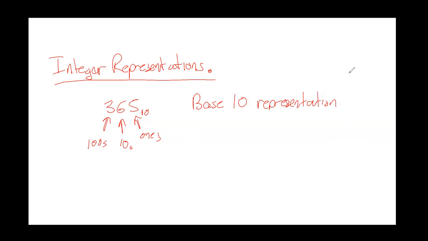There's a reason why we call this the ones digit, the tens digit, and the hundreds digit, because we can write these numbers out in general as 3 times 10 to the 2, plus 6 times 10 to the 1, plus 5 times 10 to the 0. And thus our ones digit, our tens digit, and our hundreds digit. When you add this up, we get 365 base 10.